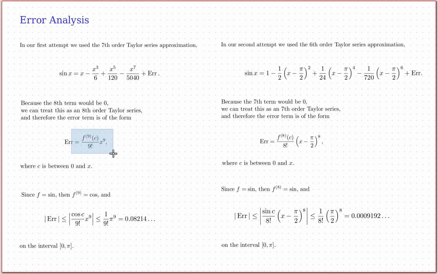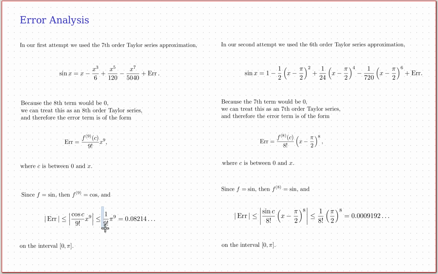That is f to the 9th of c over 9 factorial times x to the 9th, where c is some point between x and 0, we don't know exactly. However, it's easy to get an upper bound for that. In this case, because f is equal to sine, the 9th derivative of sine is actually equal to cosine, and therefore we can say that the error is no greater than the absolute value of cosine c for any c in between 0 and x, divided by 9 factorial times x to the 9th.